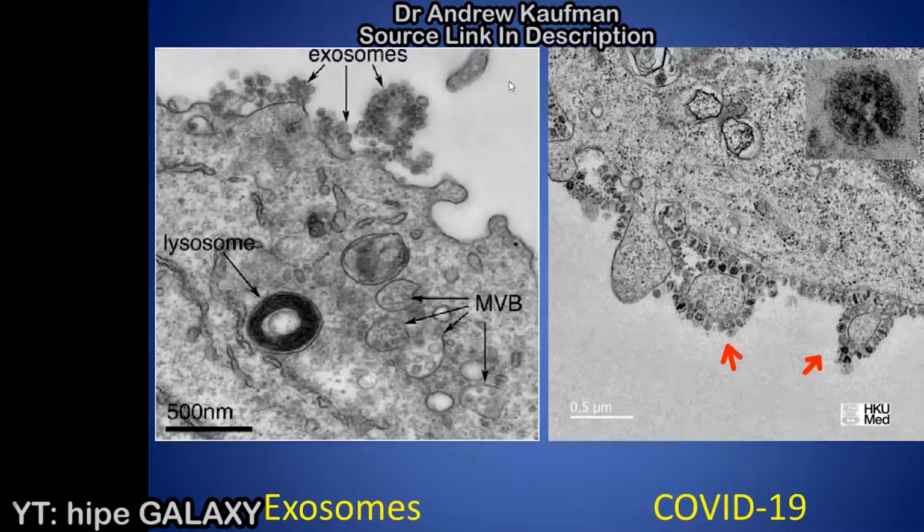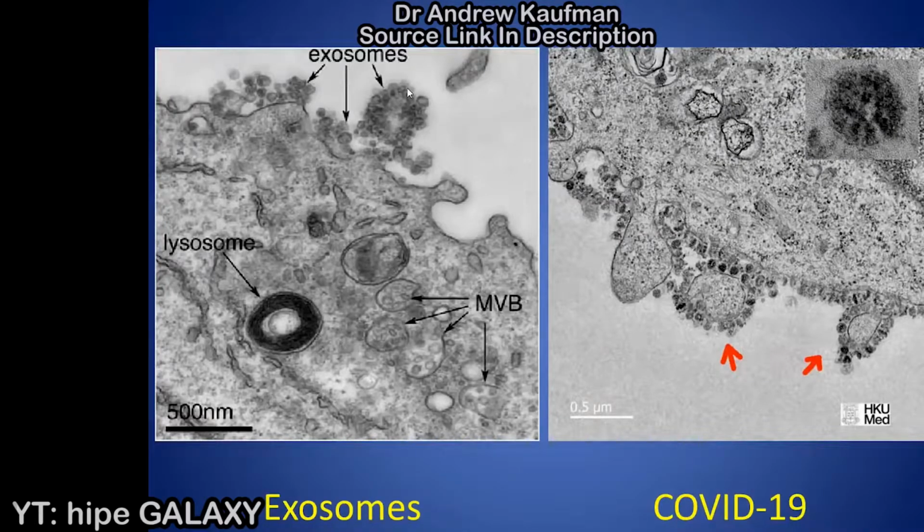Okay, and now we have a picture on the right, which allegedly shows this COVID-19 virus. And you can see that there are these vesicles budding out of the cell in a circular shape with these globular dots on the periphery. So essentially, it's the same thing.